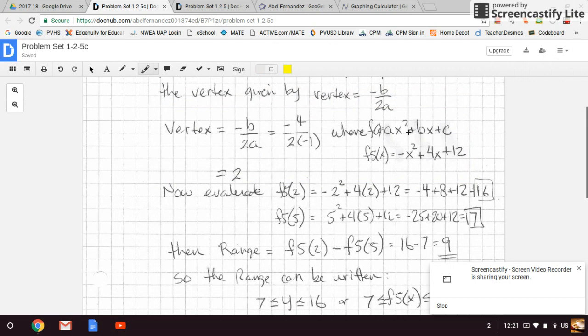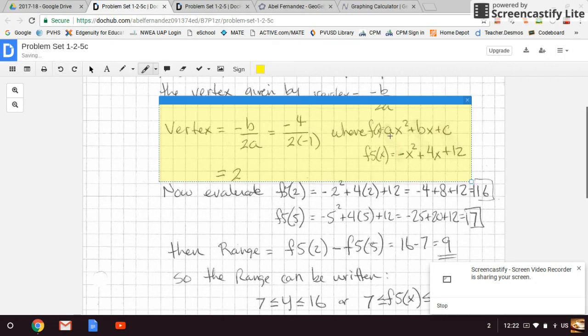In fact, I think I highlighted this already. So let me undo this. Okay, the highlight didn't show up, so let me go ahead and highlight again. Here a is -1, negative. b is 4. So that's why I have -4 over 2 times -1. Our vertex is at x equals 2.